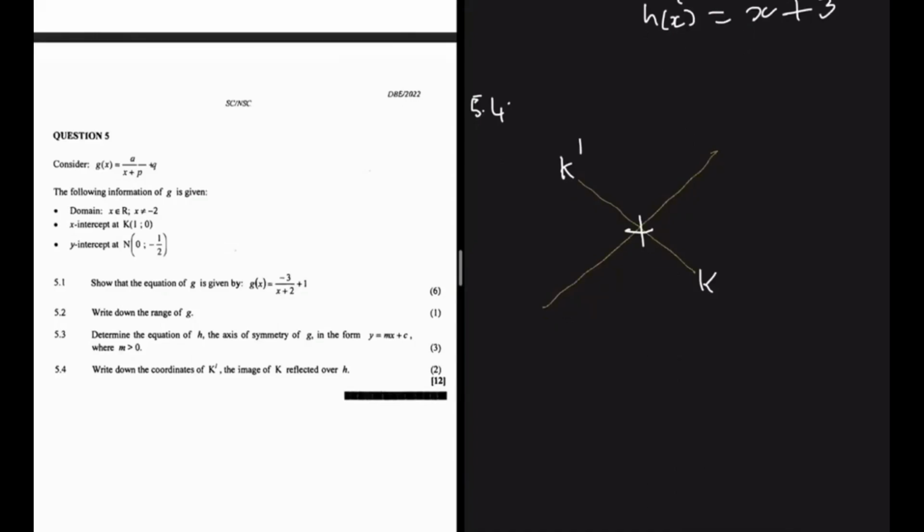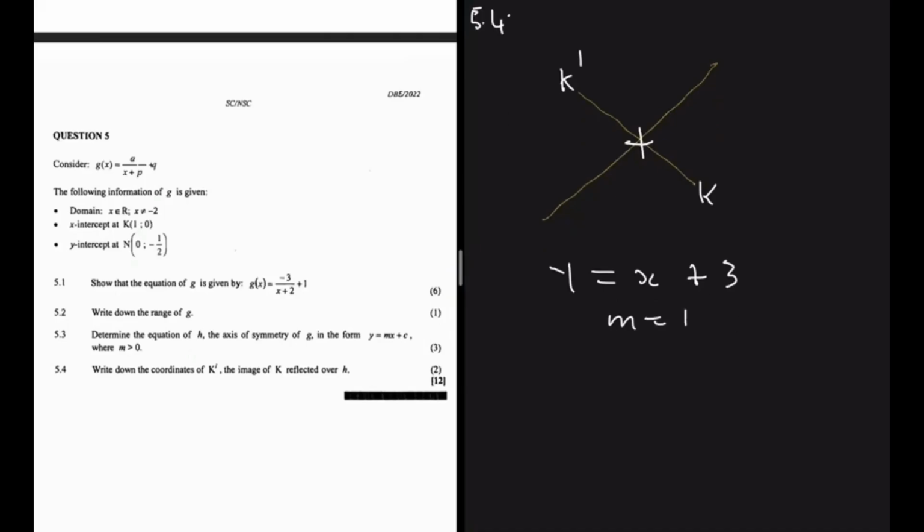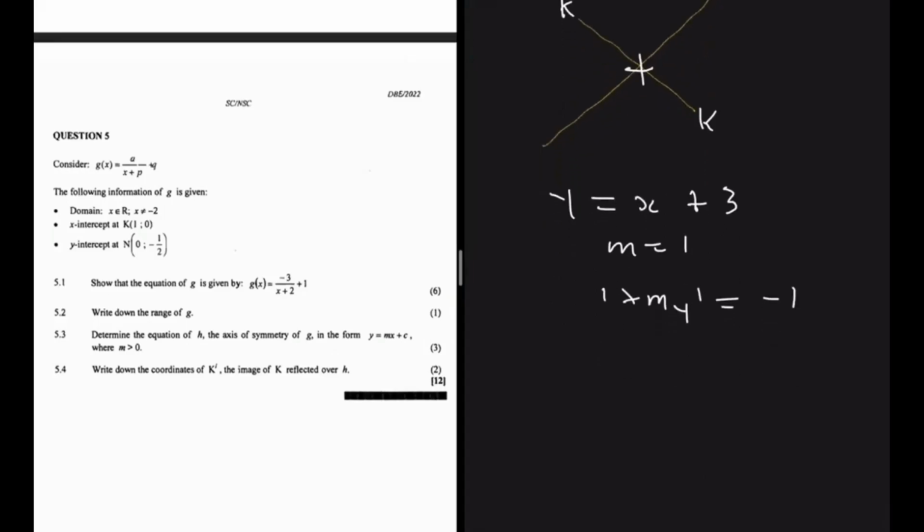So how do we determine the equation of this line that is touching k and k subscribe? Because this line cuts perpendicularly to our axis of symmetry, we know that the equation for the axis of symmetry is y equals x plus 3, right? So m is equal to 1. So to find the gradient of this line, we're going to say 1 multiplied by the gradient of our line equals minus 1, right? Because they are perpendicular.